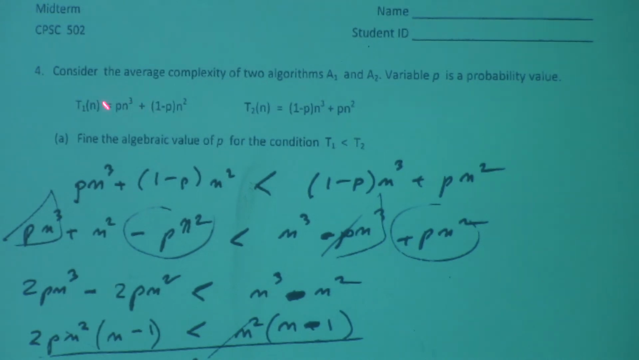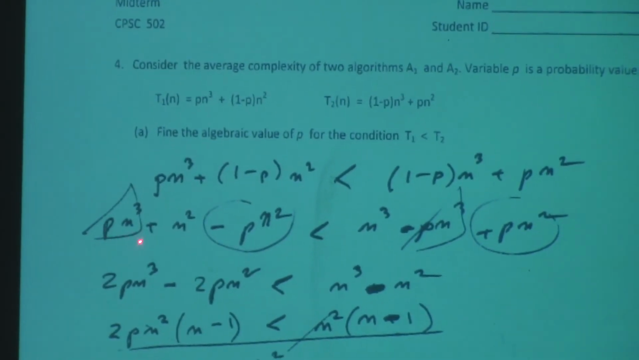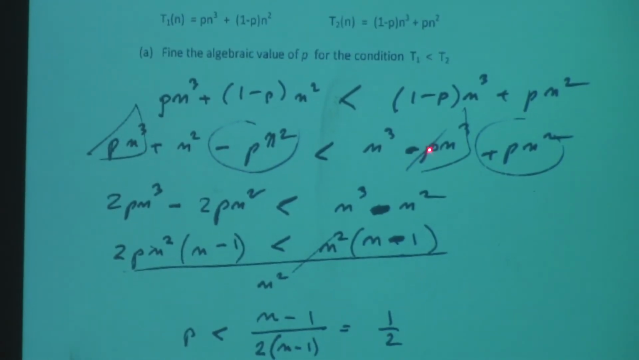Well, T1 is less than T2, that means that this is less than this. So we have the left side less than the right side. And then what we're going to do is just multiply it out. So I have P n cubed plus, now we have n squared minus P n squared less than n cubed minus P n cubed plus P n squared. Then I put everything with a P on the left side. So I had this on the left side and this on the left side, and I combine that. So I have P n cubed plus P n cubed, so that became 2 P n cubed on the left side.